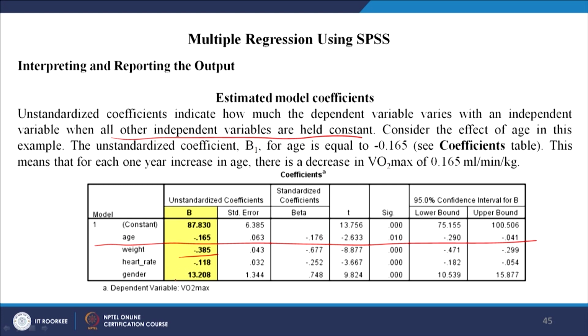Similarly the other variables, but if gender is increasing, I do not know what was 0 and what is 1. So, let us say 0 is female and 1 is male. So, males will utilize oxygen better in comparison to females, right.